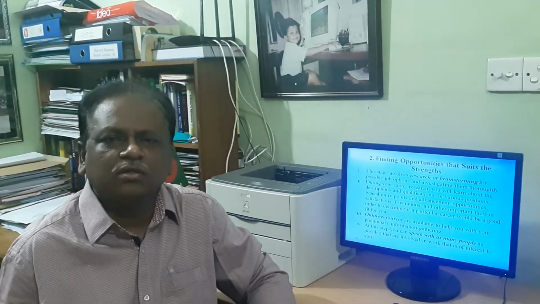The second stage of career development planning is finding opportunities that suit the strength of the individual. Now at this stage, individual can go for research or brainstorming to identify or to know the job description of the desired job and also job specifications of the desired job. So at this stage, individual has to search or conduct research to collect information regarding different types of jobs, and that will help him to make the decision in future.